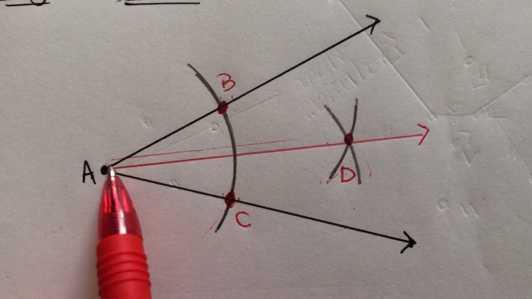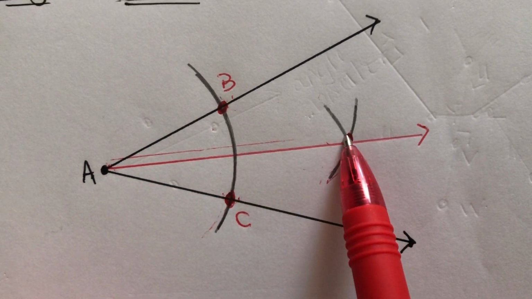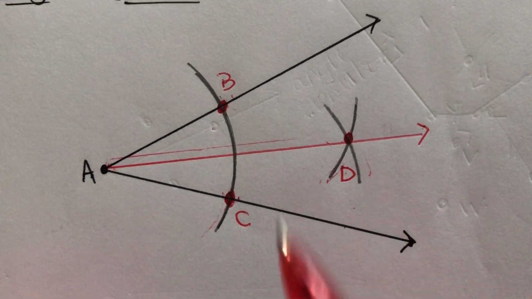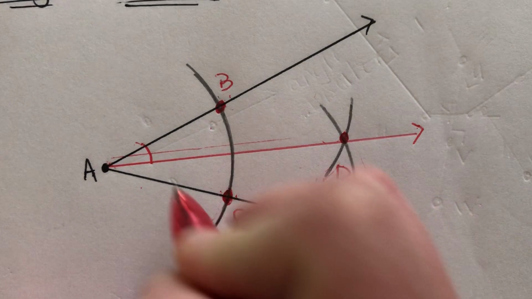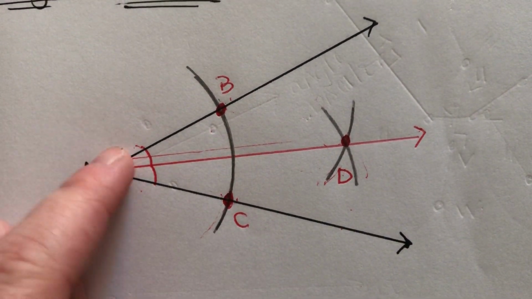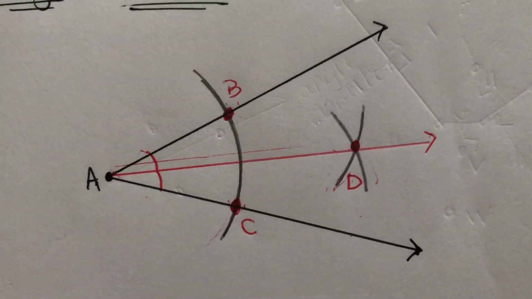So when I draw a line from the vertex, which is in the middle, through that dot, that point of intersection, which is in the middle, this line is an angle bisector. It cuts my angle in half. So this side of my angle is the same size as this side of my angle. If this was a 40-degree angle, it would be cut into 20 and 20. Right? So let's do another one.